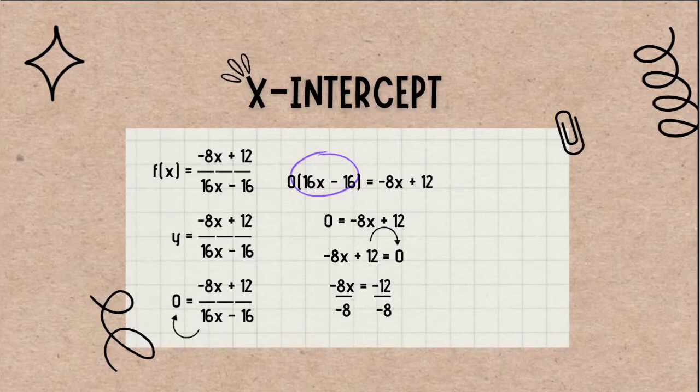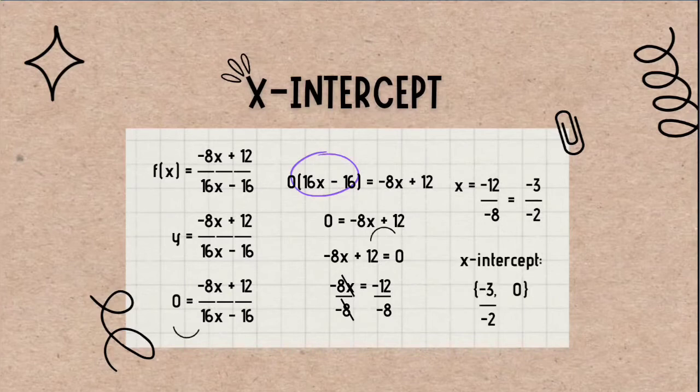Then, let's solve for x. Negative 8 divided by negative 8. Cancel. Ito na lang ay x. Negative 12 divided by negative 8. So, yan. Then, let's do some simplify. Simplify pa natin siya. Ayan. So, ang sagot ay ayan.